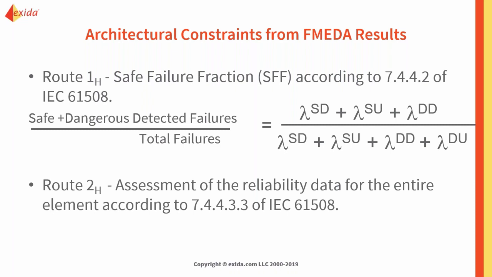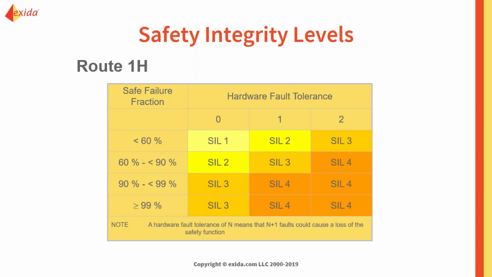The 2010 edition of the standard introduced a second way of evaluating architectural constraints, and it's looking at the reliability data for the entire element instead of doing the safe failure fraction calculations. There are different tables for the different routes that you go through achieving your architectural constraints. For example, this is one of the tables from the standard. This is Route 1H, and this is going to let you know from those safe failure fraction calculations what your minimum redundancy may be.